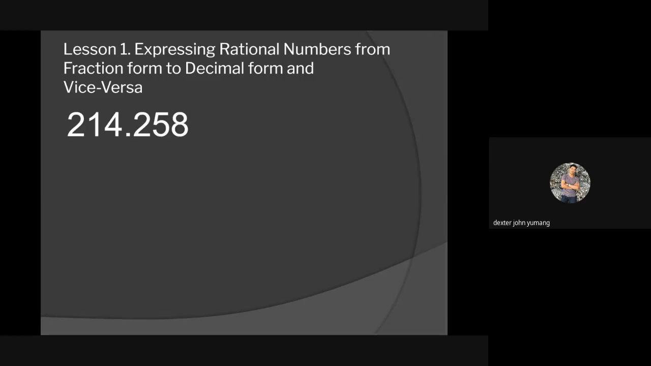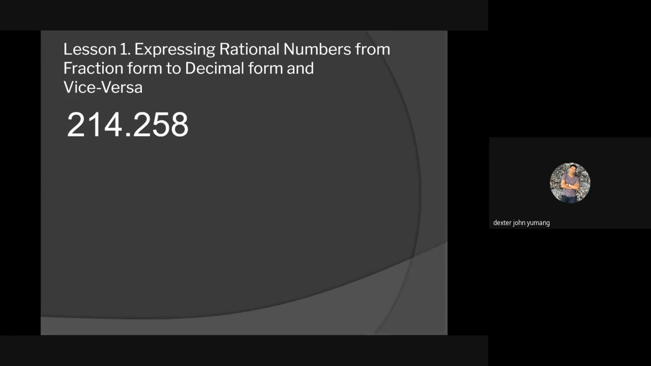Again, 214.258. Tama ba ang aking pagbasa? Merong nagsagot ng no, nag-iisa, si Brian. Ay, si Trisha din pala, dalawa sila. So, mathematically speaking, mali po yung pagbasa ko. Pero tinatanggap na po yan ngayon na gano'n ang pagbasa. Pero mathematically, mali po talaga. Ganito po ang correct na pagbasa niyan.